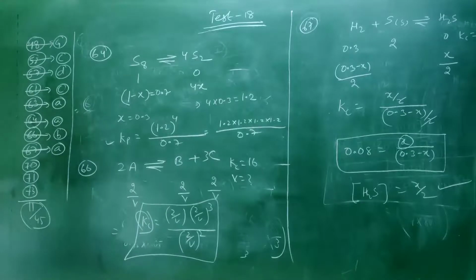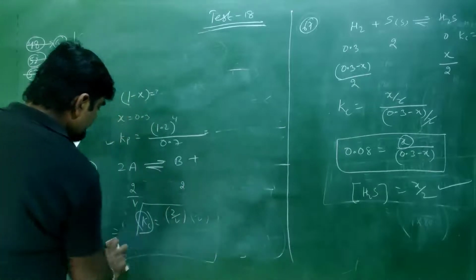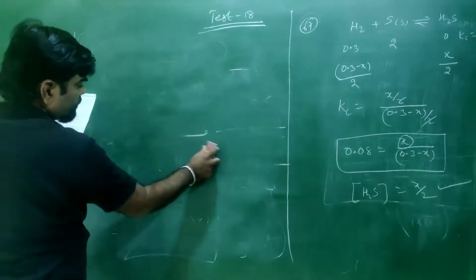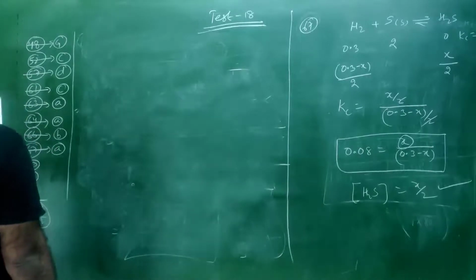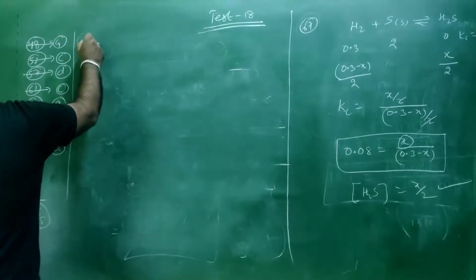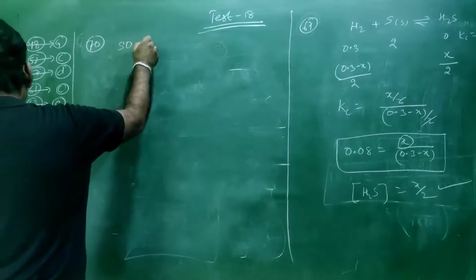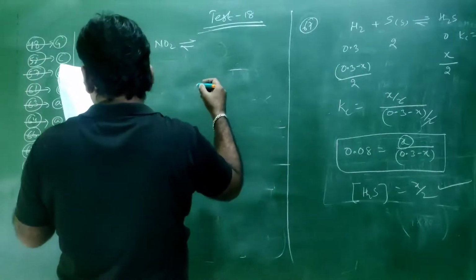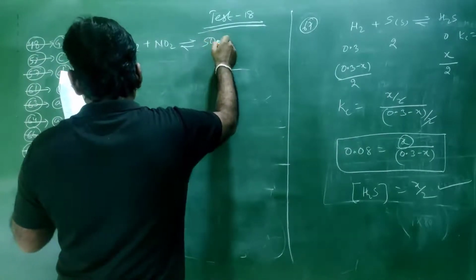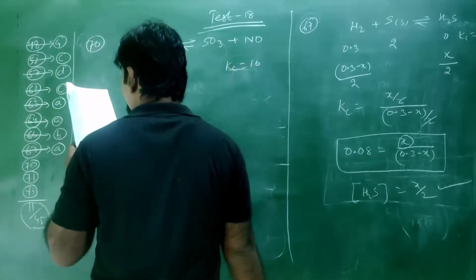Next is question number 70. The equilibrium constant Kc for the reaction is SO2 plus NO2 gives rise to SO3 plus NO, all are gases, and Kc for the reaction is given as 16.